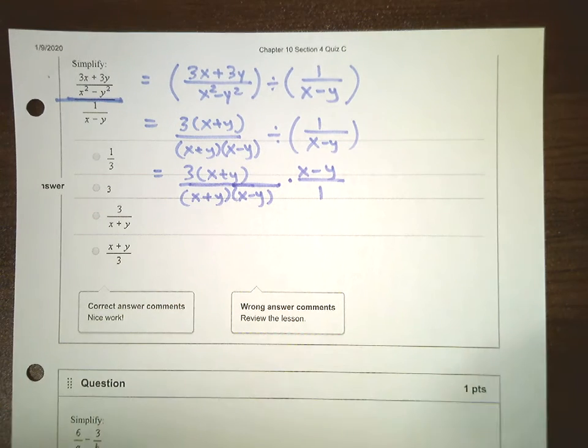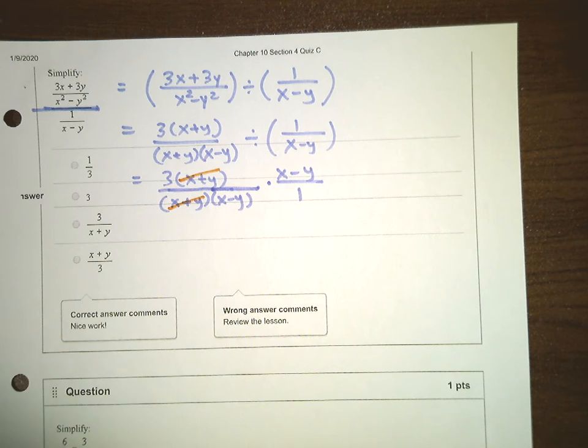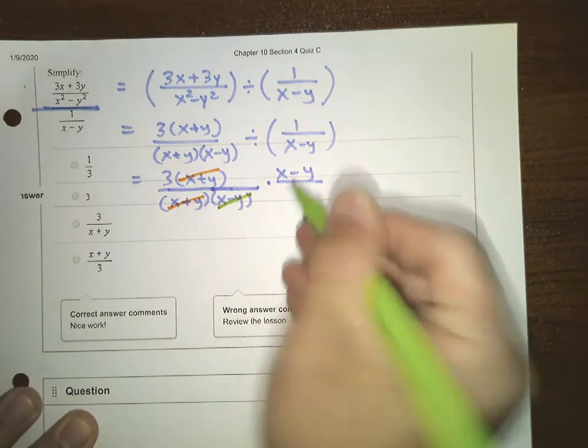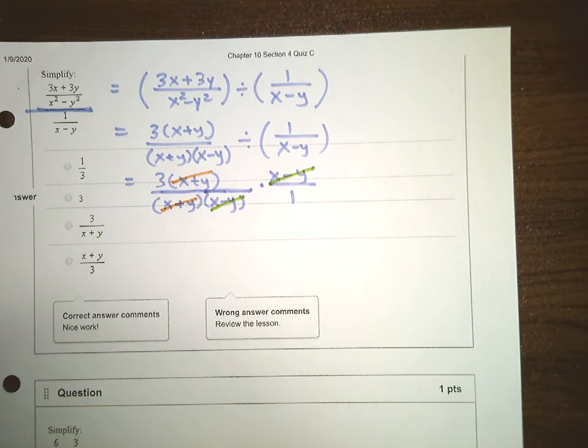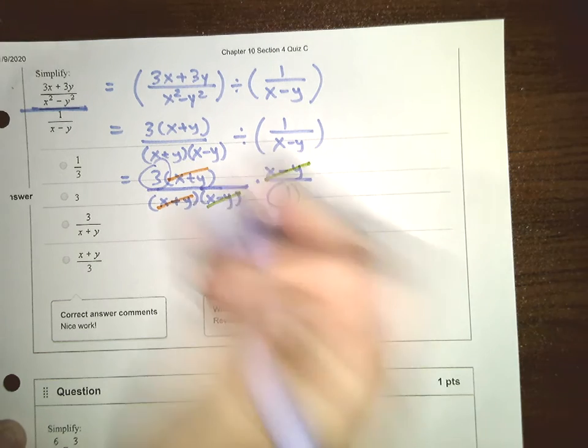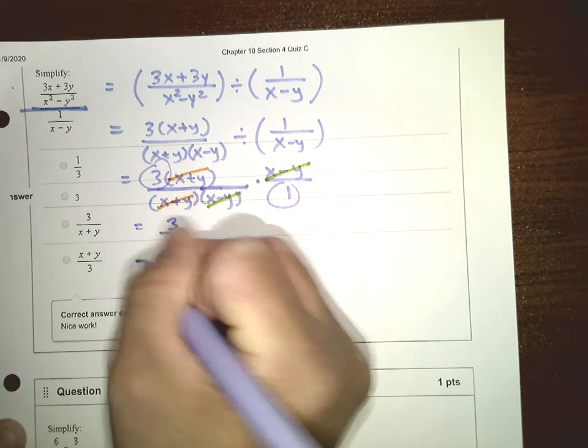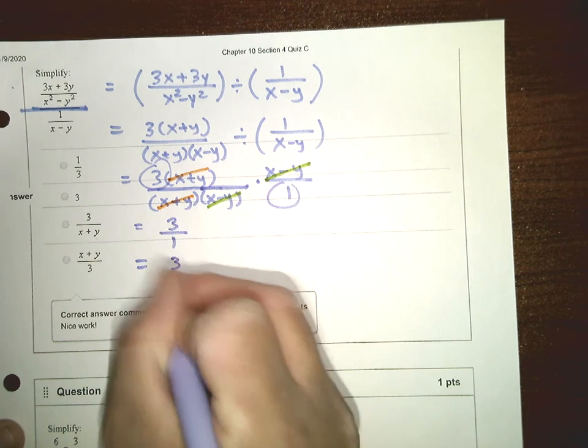And then I can divide out any common factors here. So I see x plus y divides out, and I see that x minus y divides out. So I'm left with 3 over 1, or 3 divided by 1, which is just 3. So there is our answer, 3.